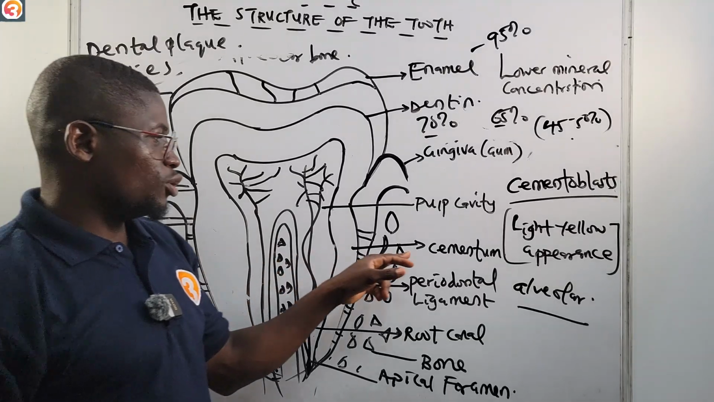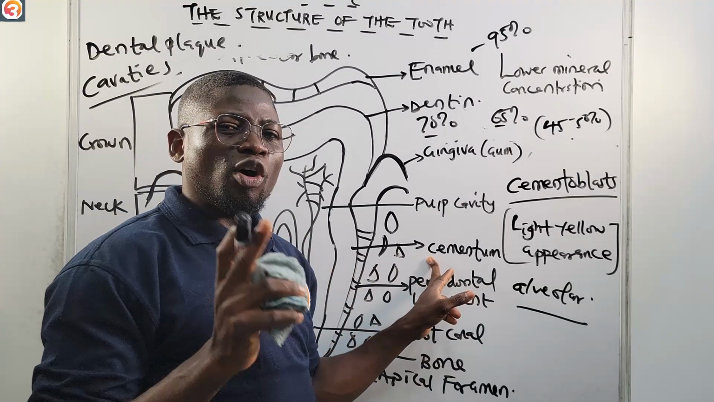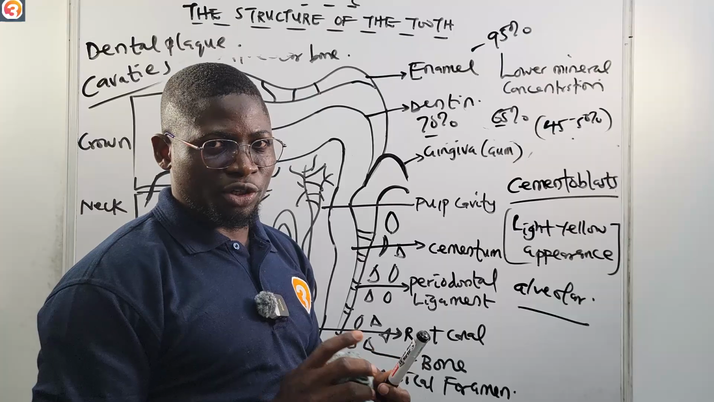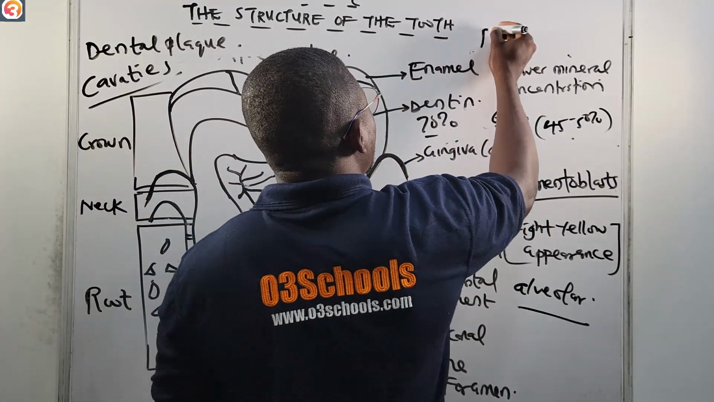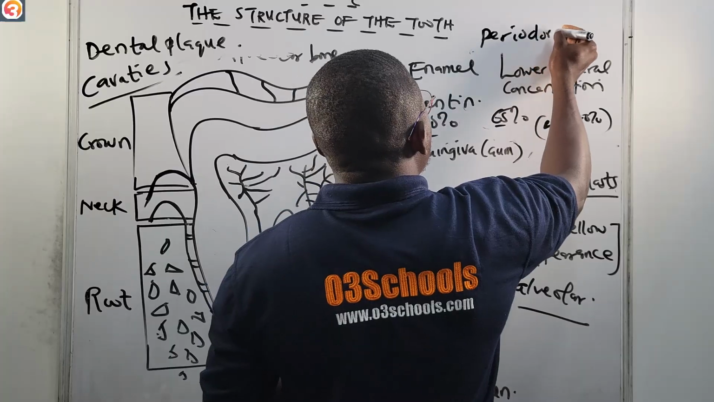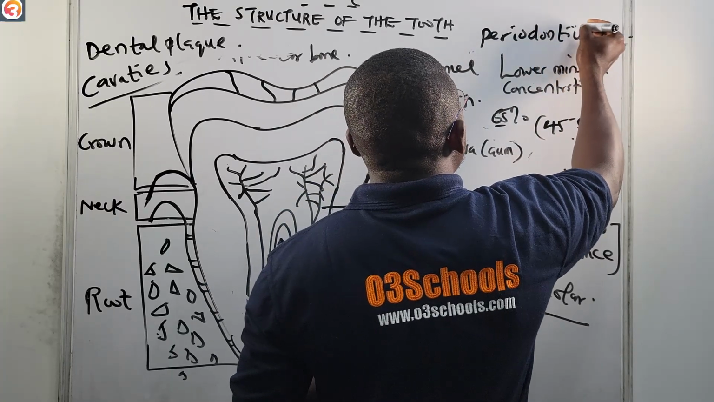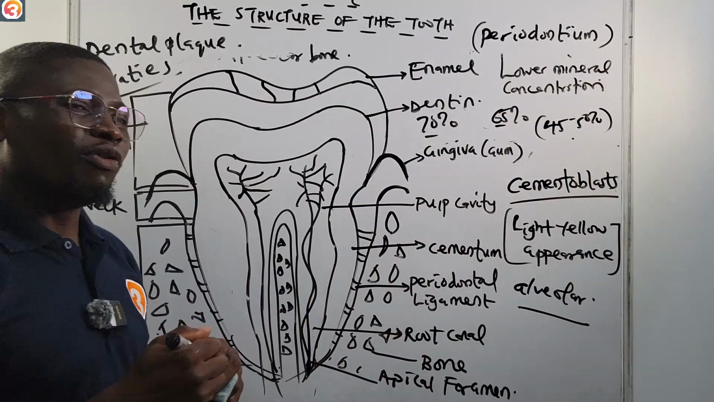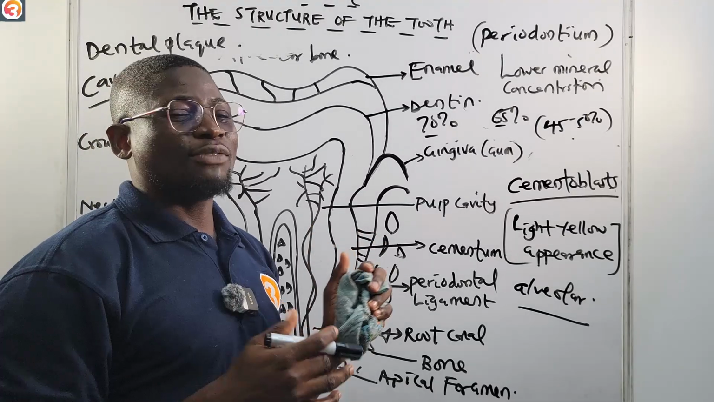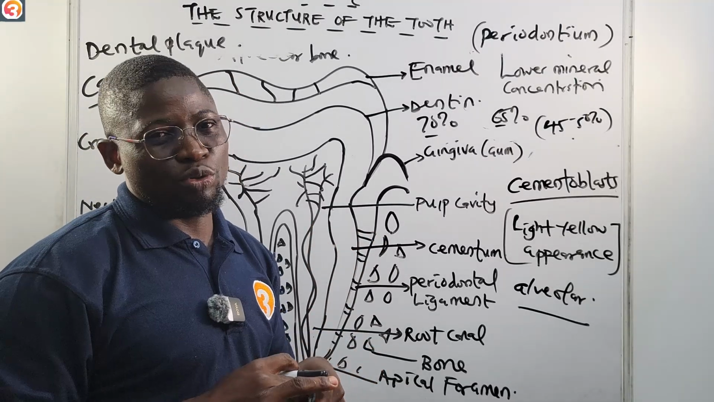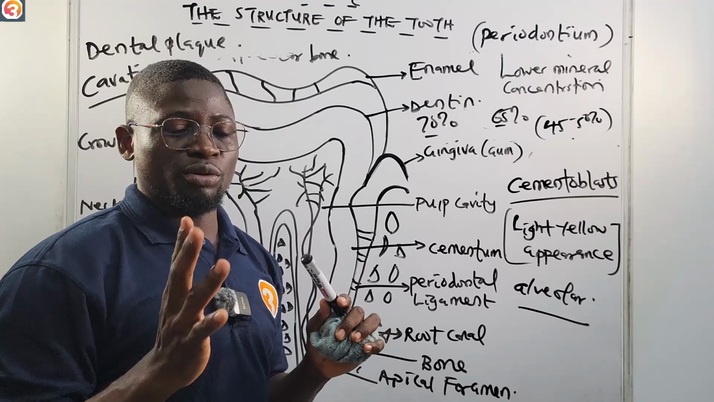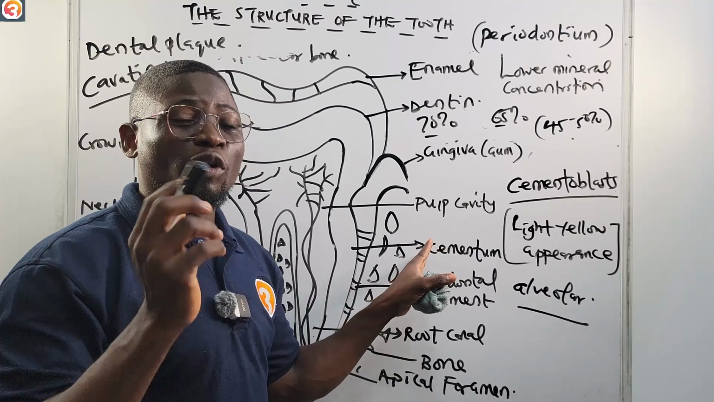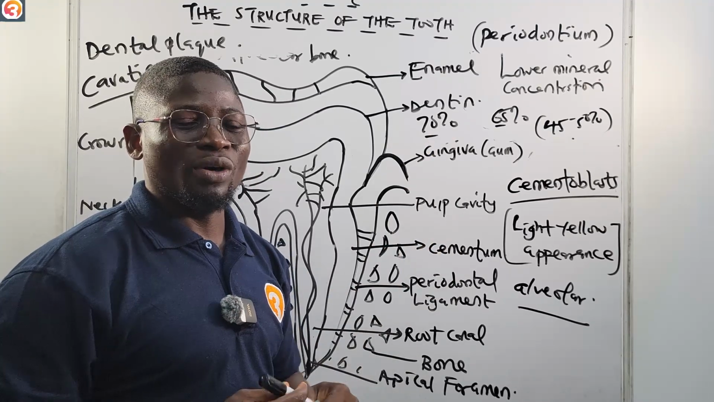Also, this cementum is among the 4 tissues that we call the periodontium. This periodontium provides support for the teeth. That's why you're not just walking and your teeth will fall out of your mouth. It is because of these tissues that we call the periodontium.